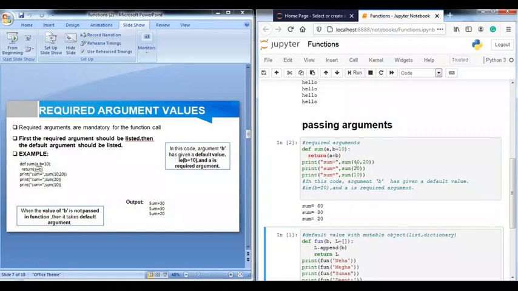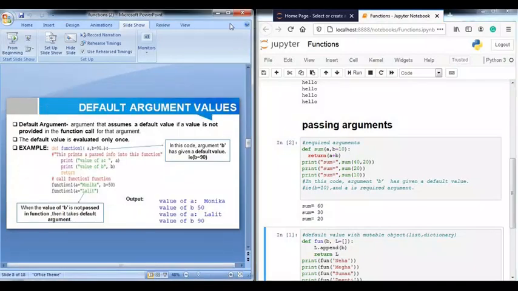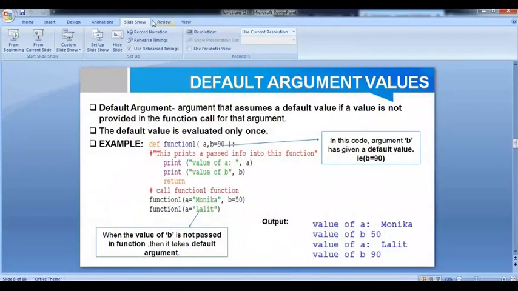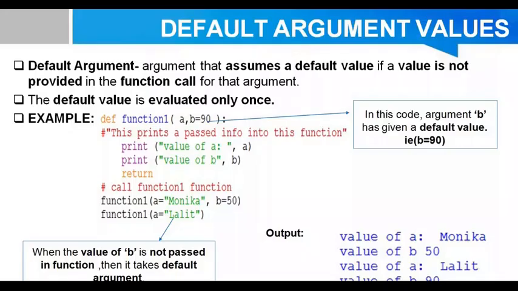Okay, so next we move to default argument values. What are default argument values? A default argument is basically used to initialize the arguments with default values. If the argument is not passed during the function call, then the default values will be initialized for the default arguments. So now let's see an example of this.